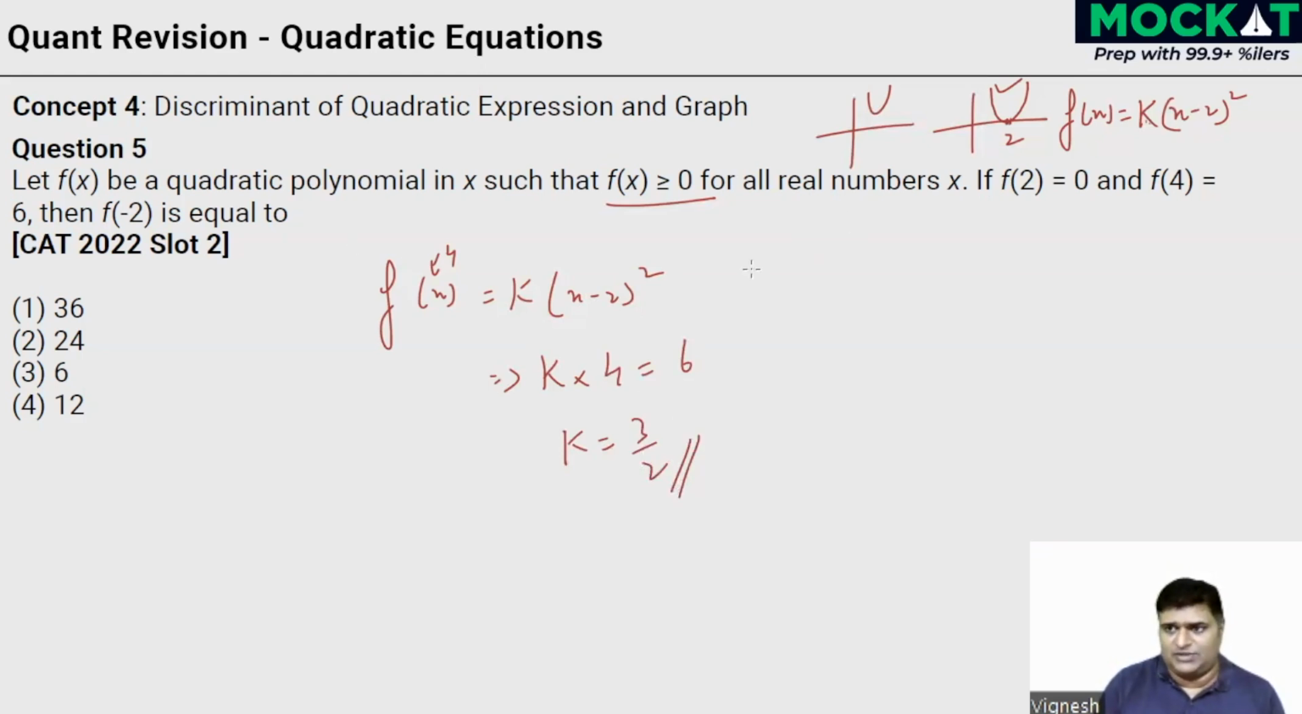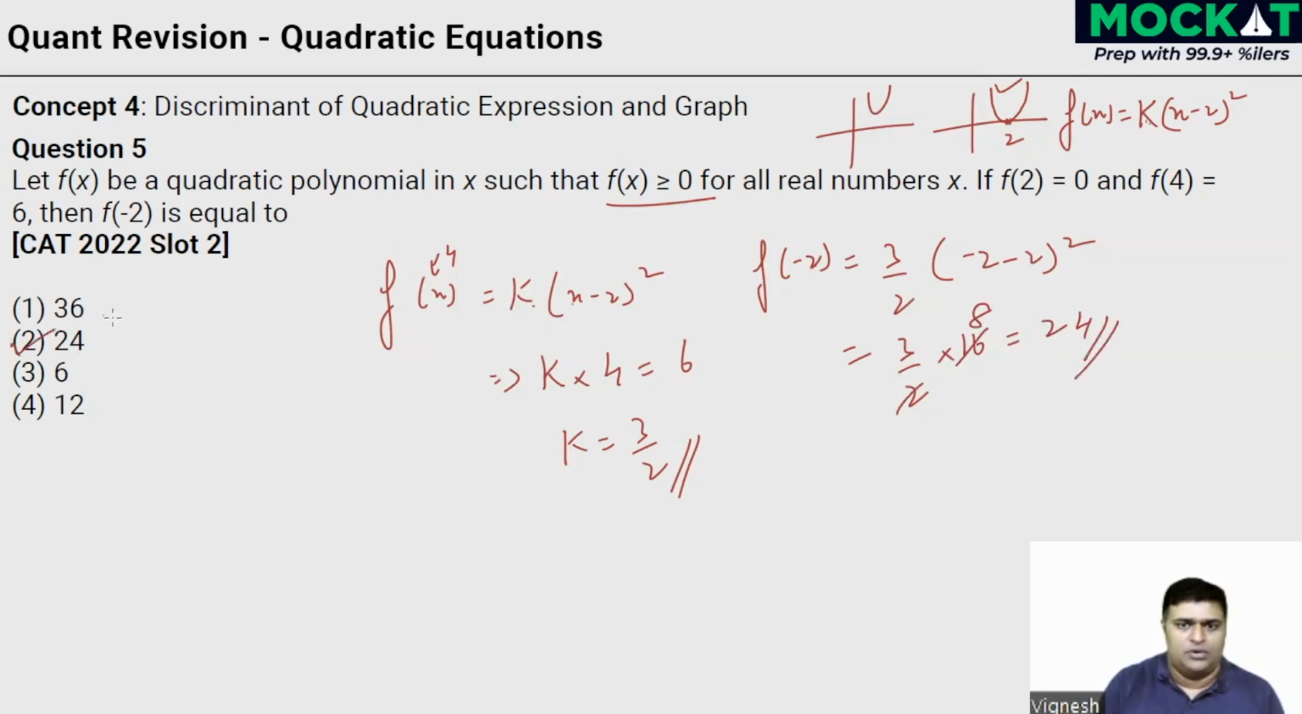Now the question asked is, what is f of minus 2? Right? f of minus 2 is nothing but k, which is now 3 by 2, into x minus 2 the whole square. x is minus 2. Minus 2 minus 2 the whole square. That's 4 square, 16. Divide and you get an 8. And we get a 24. Option 2, 24 becomes the answer here.